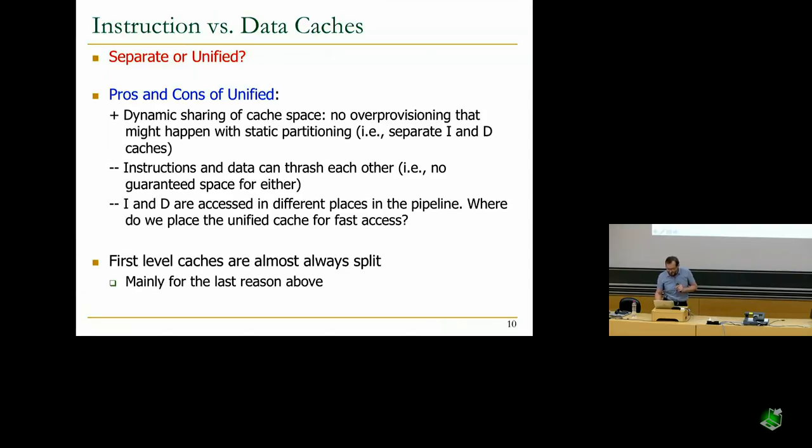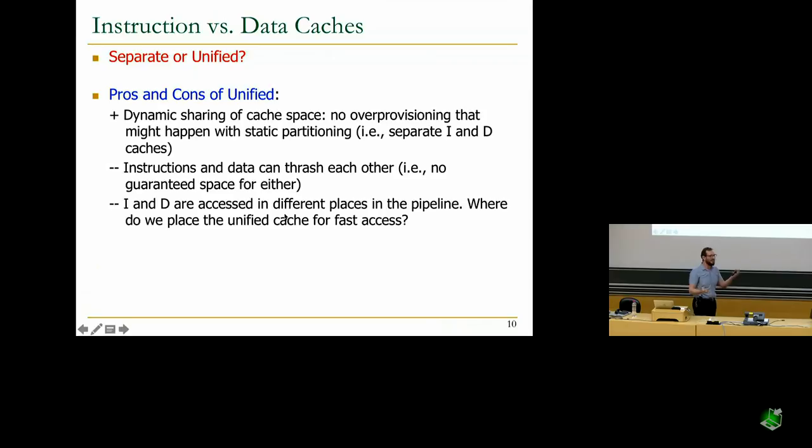Okay, so basically if you had a unified cache, where do you put the cache? Is it close to the fetch stage? Is it close to the memory access stage? You could put it in the middle, but now you need to wire. You need to do the wiring such that both stages are connected. Now your wiring becomes also simpler if you actually separate the caches and put them in different stages.